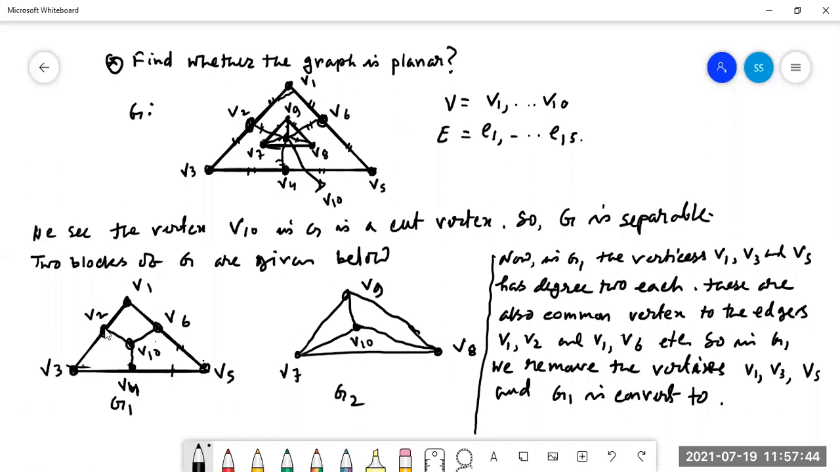ये V2 V4, V2 V6 और V6 V4 ना, ये एज के बारे में बोल रहे हैं ना तुम? Yes sir. It was not in the previous.